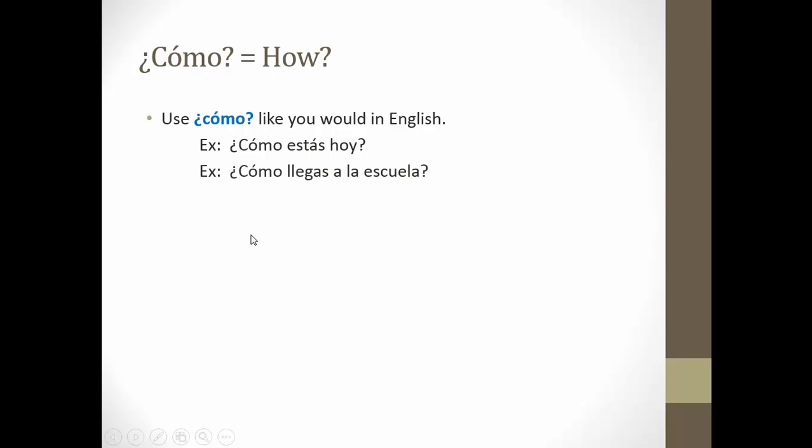Okay, next up you've got cómo. Cómo means how. You're going to use cómo just like you would in English. Like, how are you today? How do you feel? How was the game? Okay, there's really not many usage notes here, just use it as it is in English. Common question we all know. ¿Cómo estás? ¿Cómo estás hoy? ¿Cómo llegas a la escuela? How do you get to school?